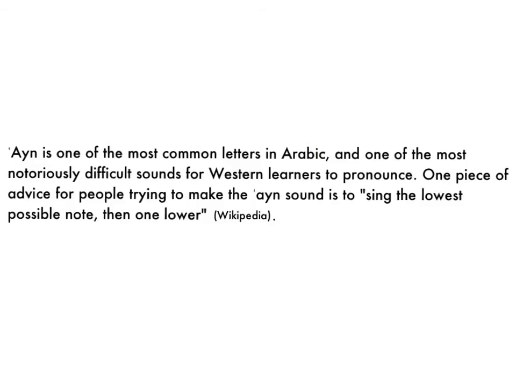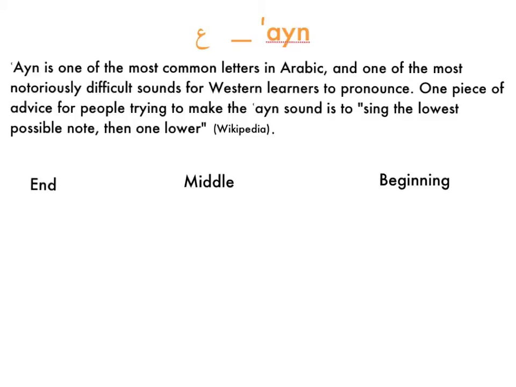The letter ayn. Ayn is one of the most common letters in Arabic and one of the most notoriously difficult sounds for Western learners to pronounce. One piece of advice for people trying to make the ayn sound is to sing the lowest possible note, then one lower. Like ah.